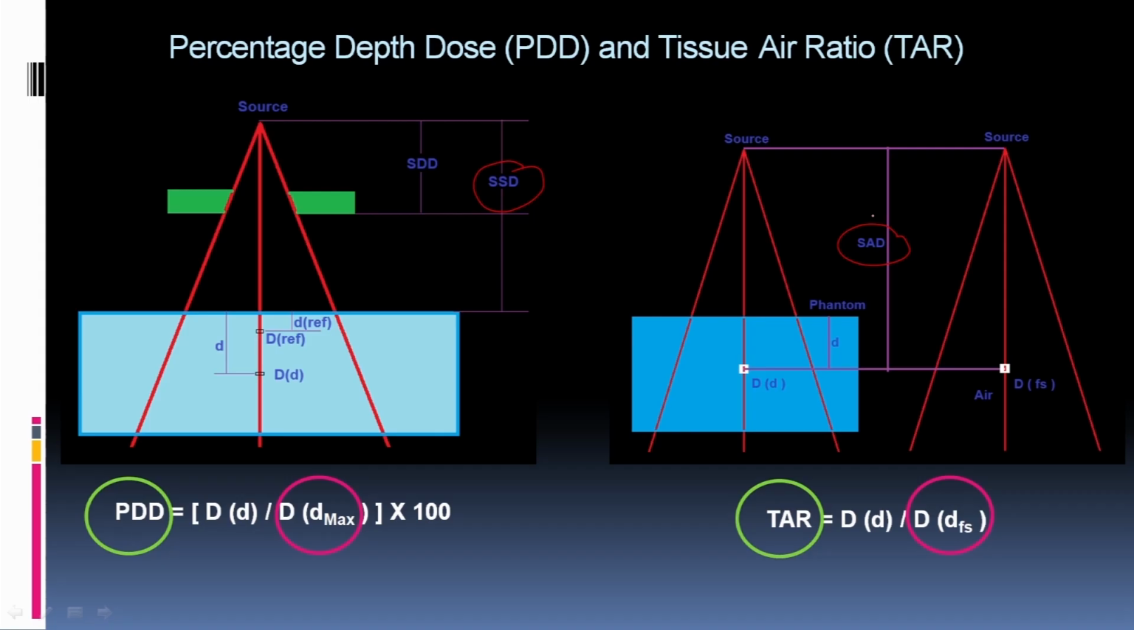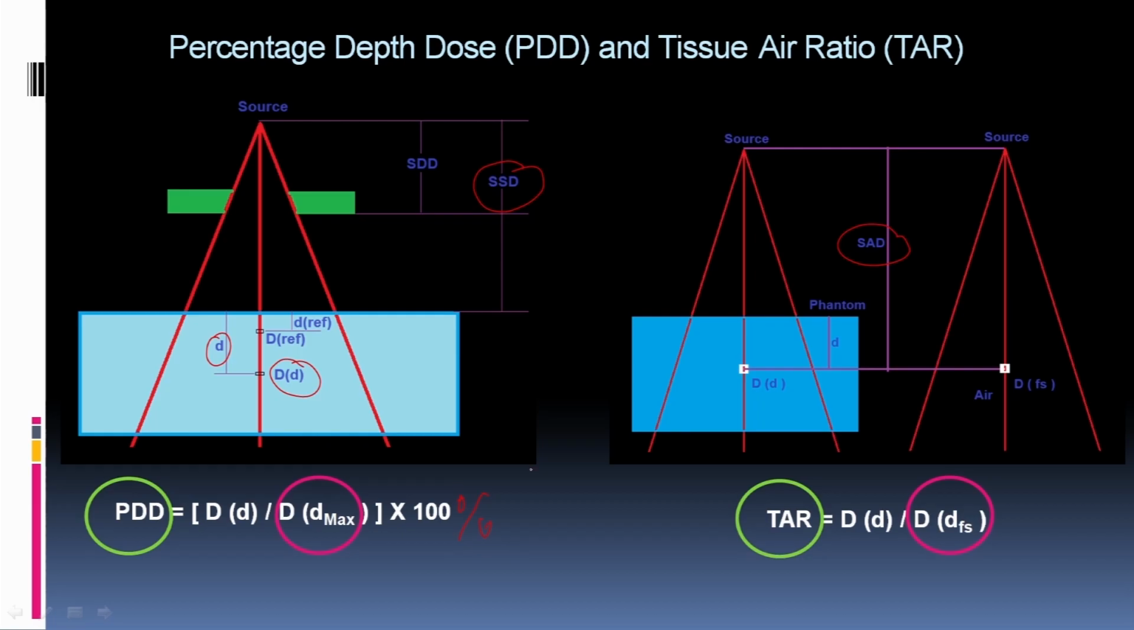Now, in the formulation of percentage depth dose, the central axis depth dose parameter PDD is defined as the ratio of the dose at a given depth d centimeter, Dd, to the dose at the depth of dose maximum, where the dose reference is equal to the dose maximum. And it is expressed in percentage.